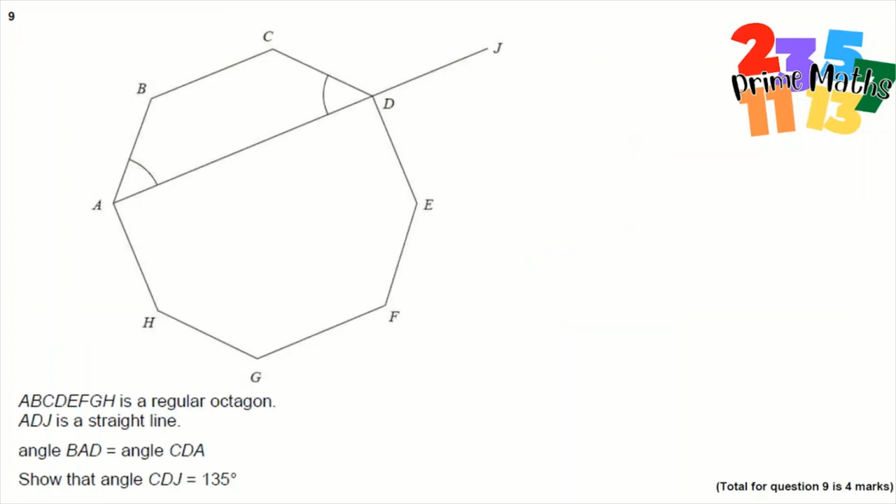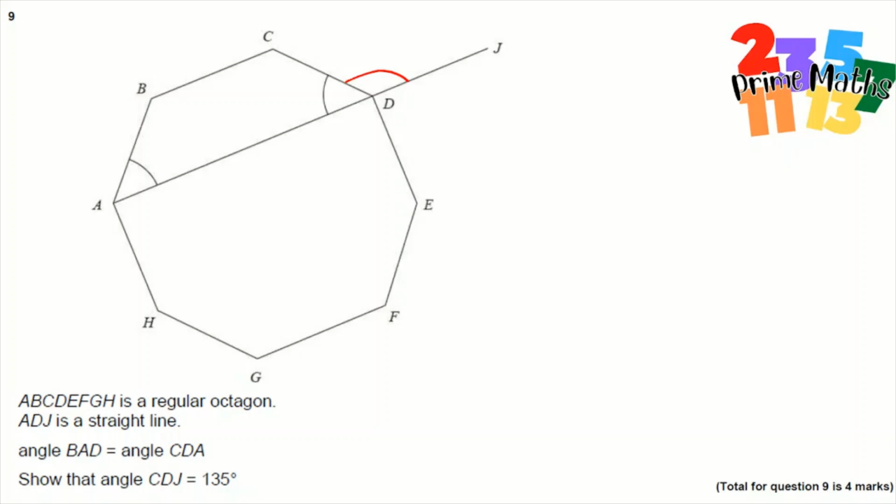Question 9, show that the angle is 135. The angle CDJ is this angle here. We need to prove it is 135. You can't state it's 135 at any point until your final line, otherwise you're using it rather than proving it.